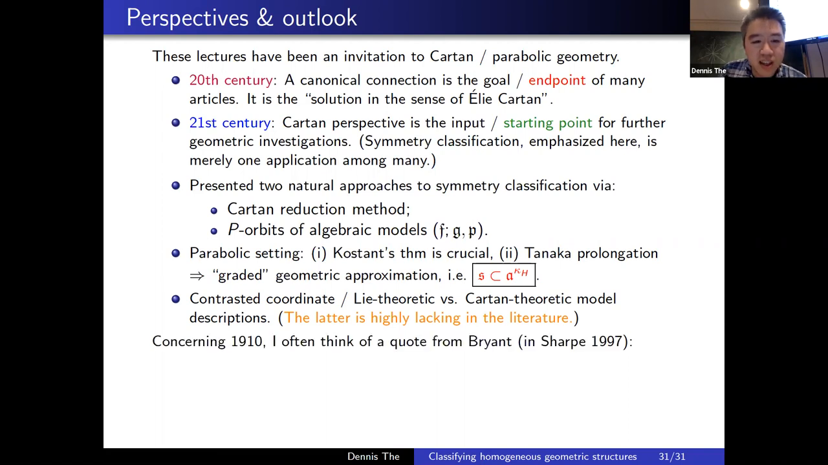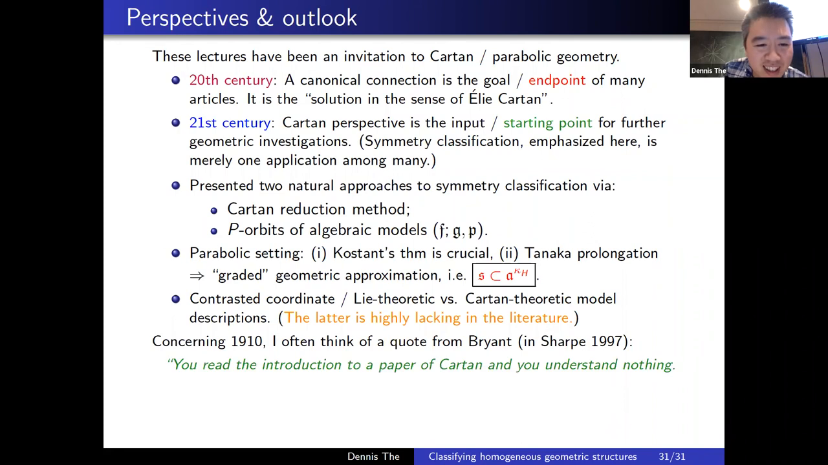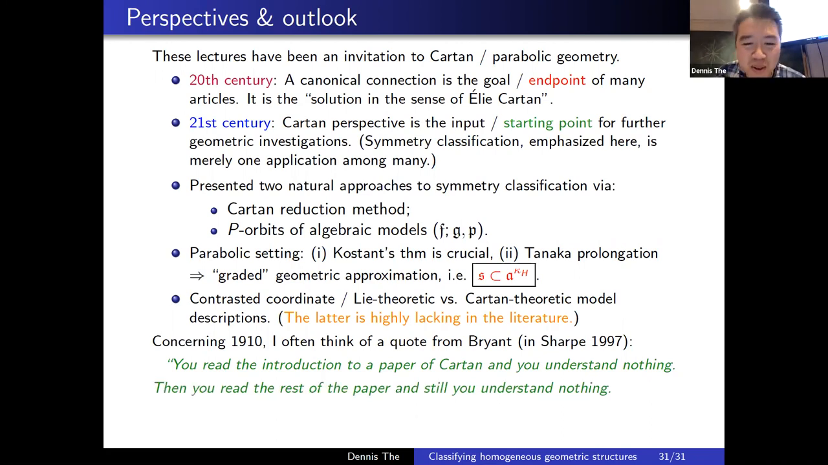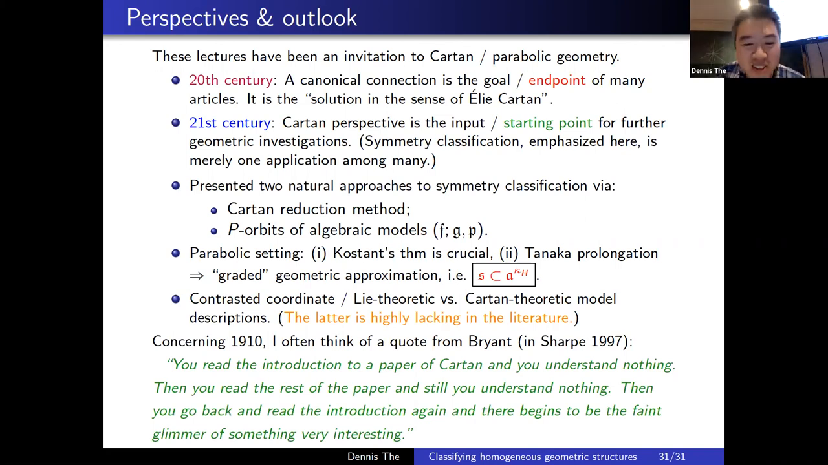Let me conclude. Concerning the 1910 paper, I often think of a quote from Bryant that's in Sharp's book from 1997. He says the following: you read the introduction to a paper of Cartan and you understand nothing. Then you read the rest of the paper and you still understand nothing. Then you go back and read the introduction again, and there begins to be the faint glimmer of something very interesting.